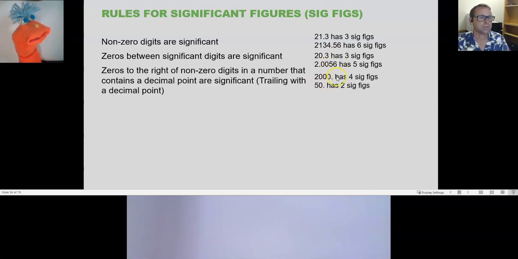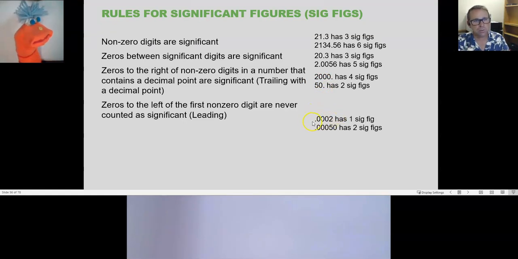Now, what about this sort of a scenario where we're ending in 0? Well, we use a decimal point to identify the number of significant digits. So this has 4 and this has 2. We can use the decimal point like that to help us identify the number of significant digits.